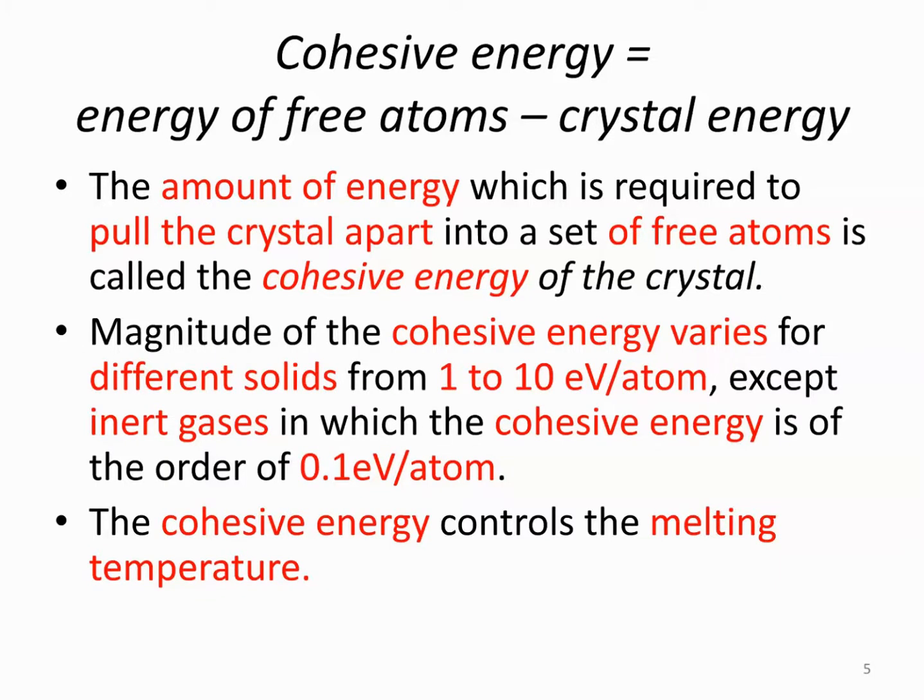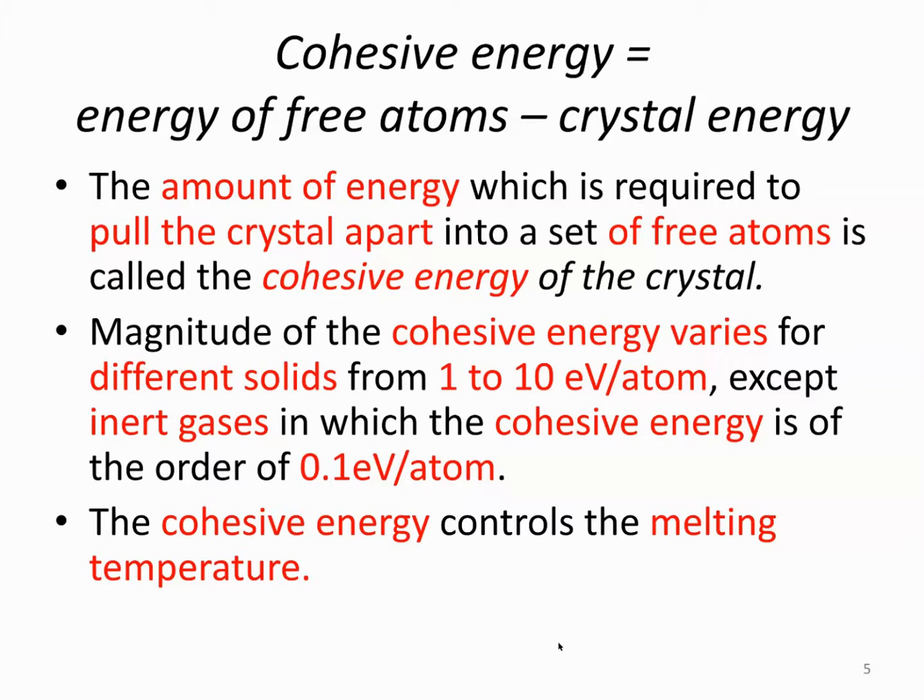Cohesive energy is equal to the energy of the free electron minus the crystal energy. The amount of energy which is required to pull the crystal apart into small pieces, into a set of free electrons or free atoms, is called the cohesive energy of the crystal. The magnitude of the cohesive energy varies for different solids from 1 to 10 electron volts per atom, except the inert gas, in which the cohesive energy is of the order of 0.1 electron volt per atom. So we can see that solids have much higher cohesive energy compared with the inert gas.